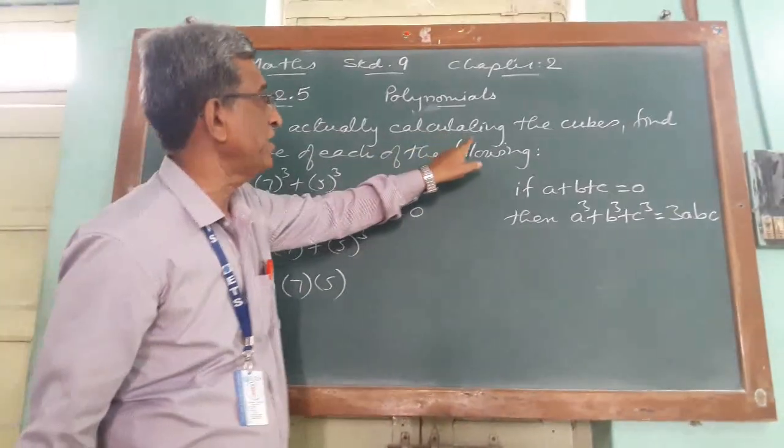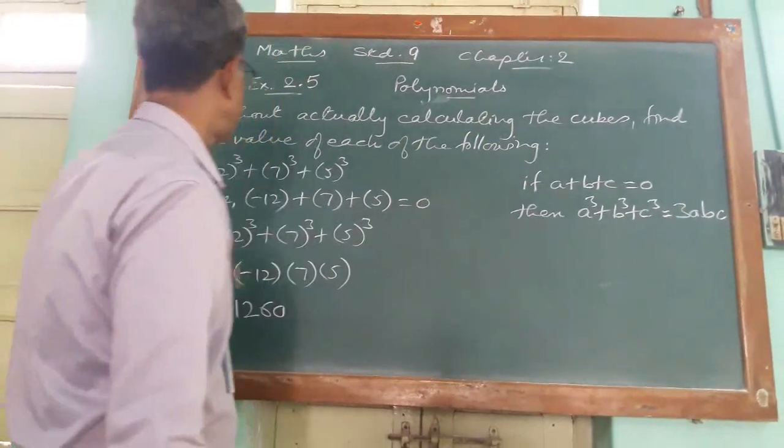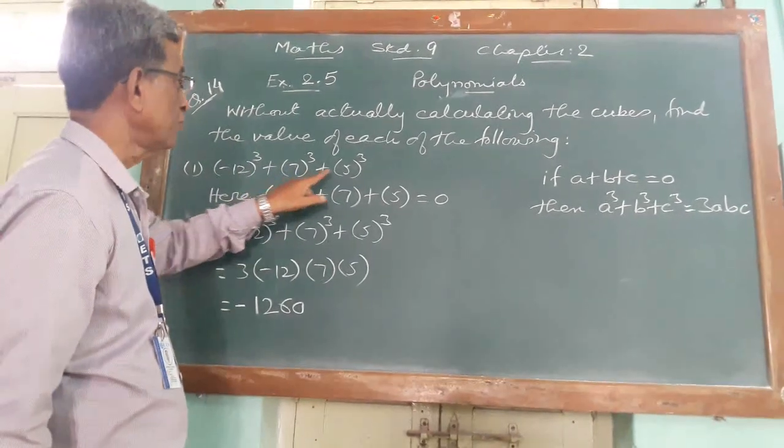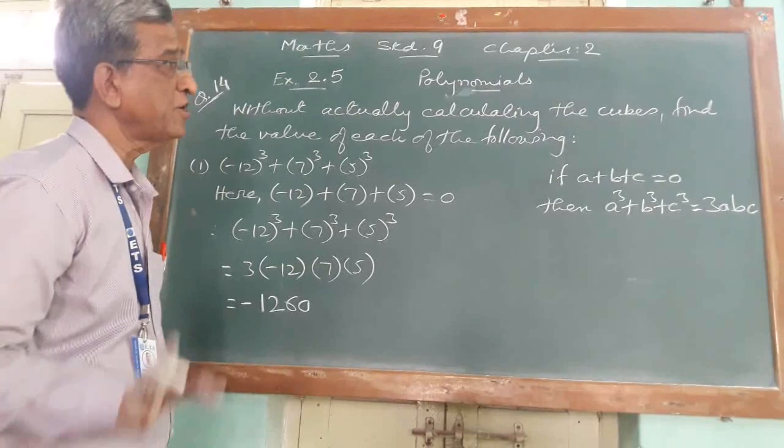Without calculating the cube. Now you have not to find the cube of 12, cube of 7, cube of 5, then add. You have not to do like this.